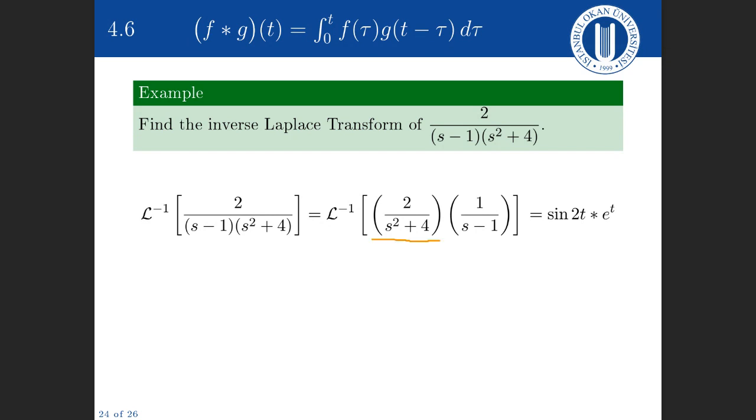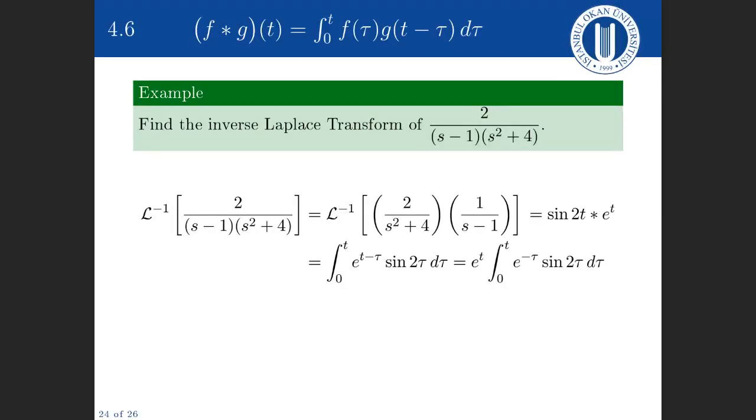The inverse Laplace transform of 2 over s squared plus 4 is sin 2t. And the inverse Laplace transform of 1 over s minus 1 is e to the power t. So that's the integral between 0 and t, e to the power t minus tau, sin of 2 tau d tau. To finish this problem, all we need to do is to calculate this integral.